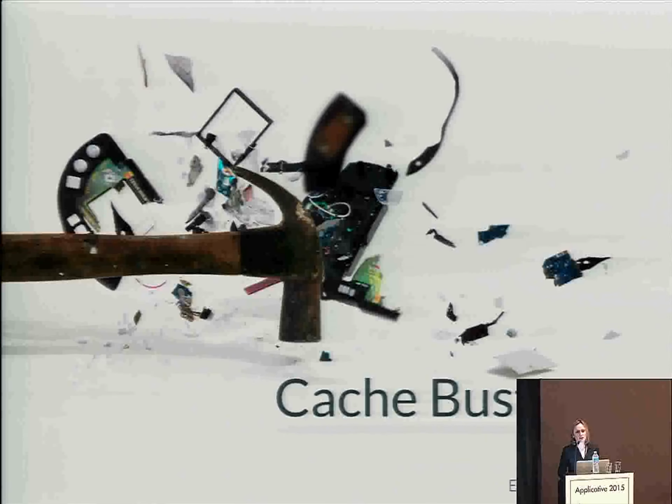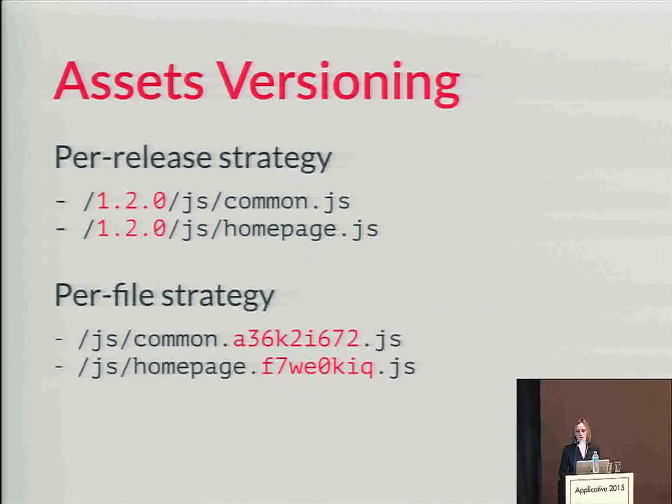But because your website is changing constantly, there is no way for you to know if that file is going to be valid for one month. You may change something. So you need to make sure that your user is using the latest version. And to do that, you will need to version your assets. Versioning your assets is basically just putting a fingerprint somewhere in the URL, so the browser will have to make a new request because the URL changed. There are two different strategies.